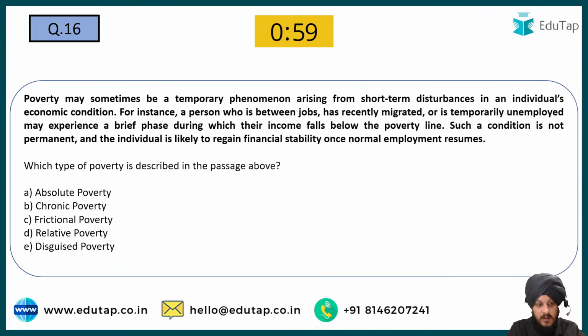Question number 16th. Poverty may sometimes be a temporary phenomena arising from short-term disturbances in an individual's economic condition. For instance, a person who is between jobs, has recently migrated, or is temporarily unemployed may experience a brief phase during which their income falls below the poverty line. Such a condition is not permanent, and the individual is likely to regain financial stability once normal employment resumes. So what type of poverty is described in the above passage? तो थोड़ा लंबा हो गया क्वेश्चन, लेकिन पढ़ लो, ठीक है, आसानी है. Attempted. Question number 16th.